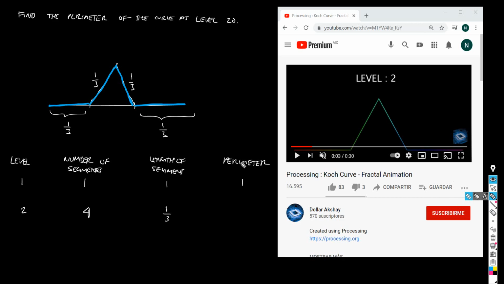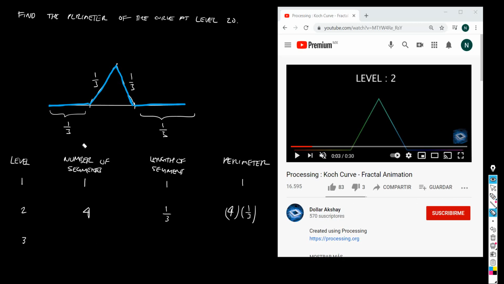And so basically, guys, what is the perimeter of the curve at level 2? The perimeter is simply how many segments you have times the length of each segment, right? So it's just gonna be 4 times 1/3. That's it. This is the perimeter at level 2. Now let's go one more, only one more, level 3.